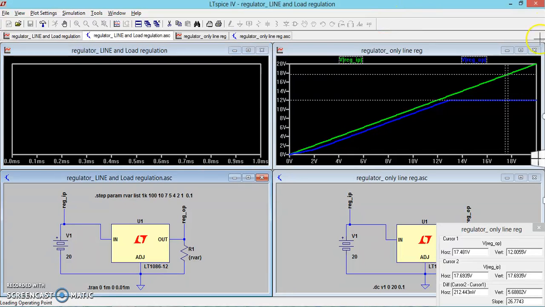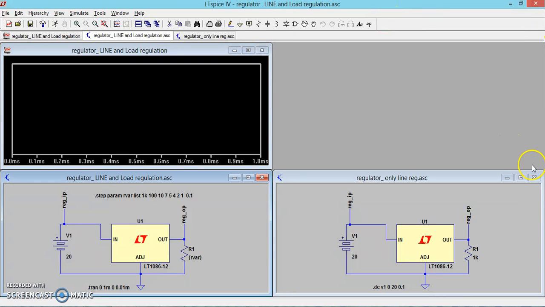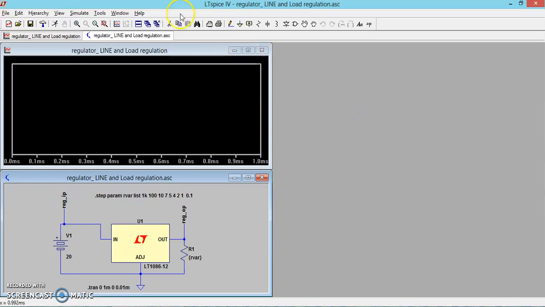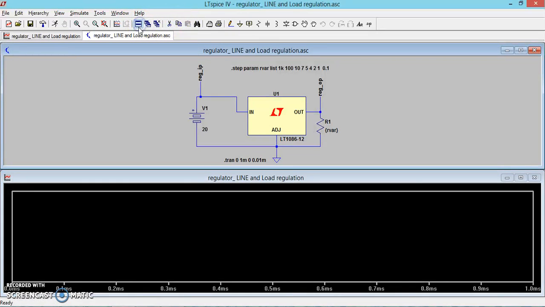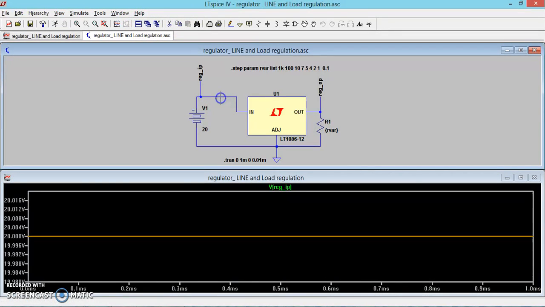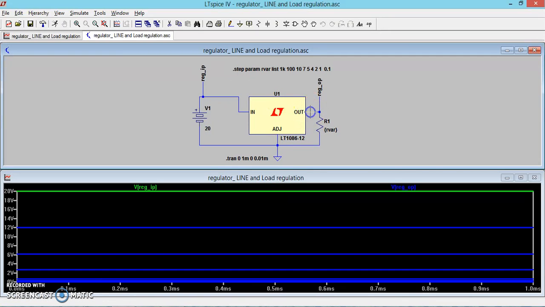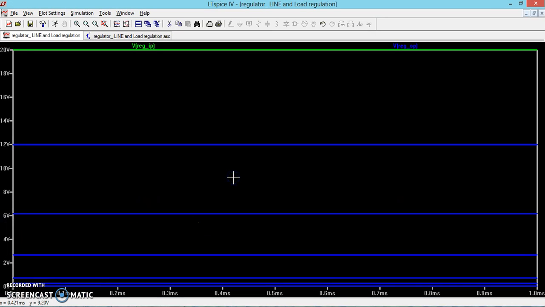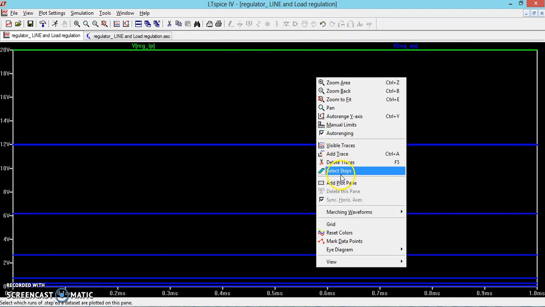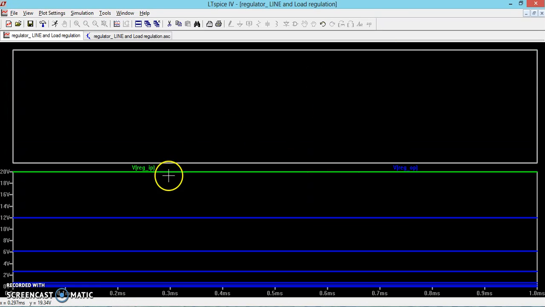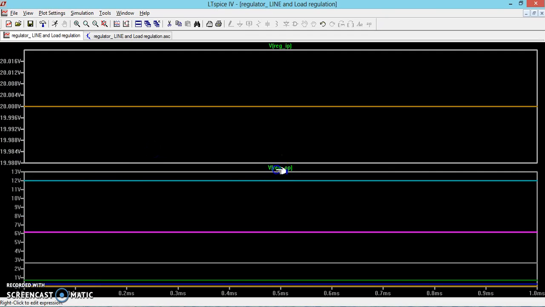Let me remove the line regulation. Let me see only the load regulation. So here I'm seeing the load regulation. The input voltage is constant at 20. Let me see the output voltage. You can clearly see the output voltage is not constant. Now I have different lines for this output voltage. So let me just have two plots. Let me put the input on one plot and the output on the other plot.